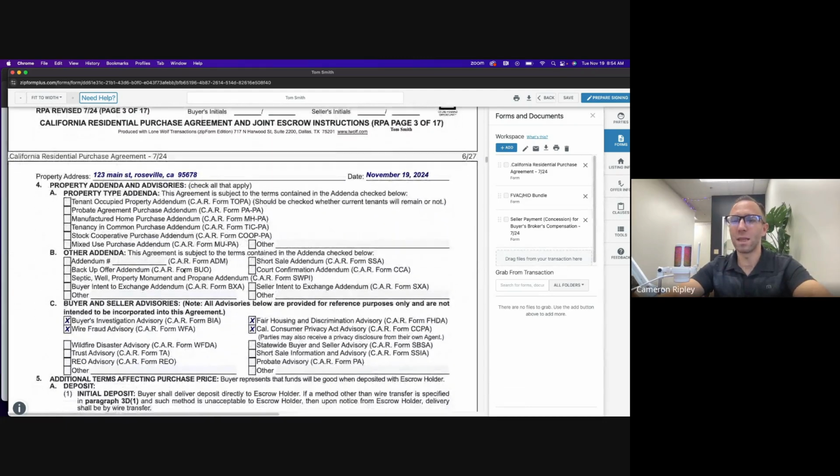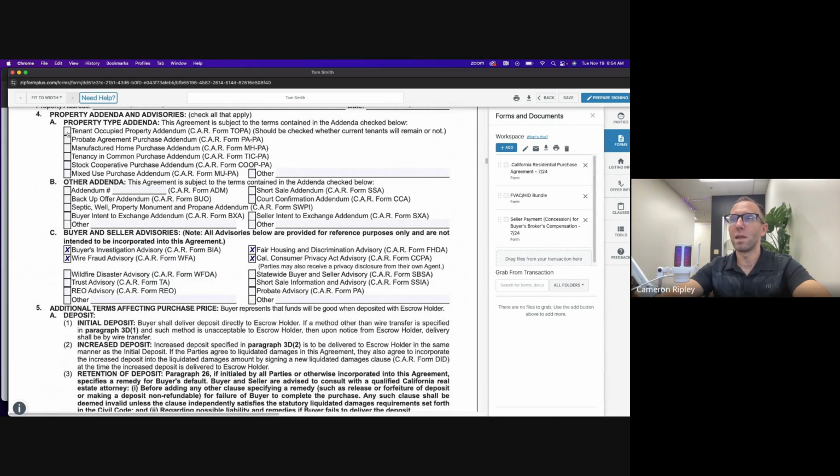Okay, the rest of this, the thing that is if I select one of these, or if there's a tenant in the property, or it's a probate, or it's in a trust, if you forget to check one of these because it's in one of those things, don't worry about it. The main one though is the septic and well inspection.